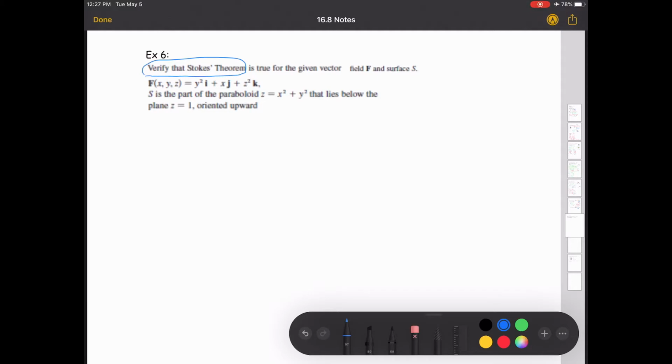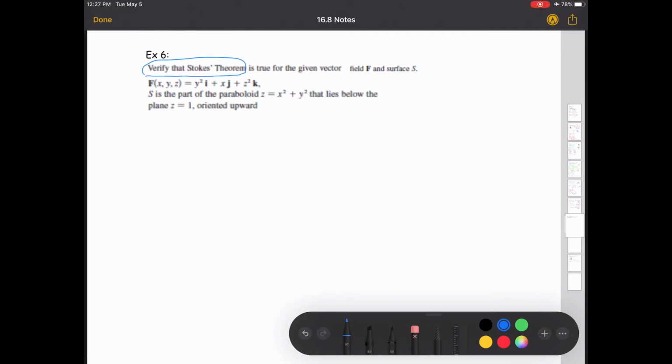When it says verify Stokes' theorem, what that really is saying is you need to do both methods. We need to do the line integral and we need to do the double integral of the curl F dot dS. So we need to do both of them, and it really doesn't make any difference which one you choose to do first. You need to do both, and this is something that's going to come up again, so make sure that you are at least able to do these problems.